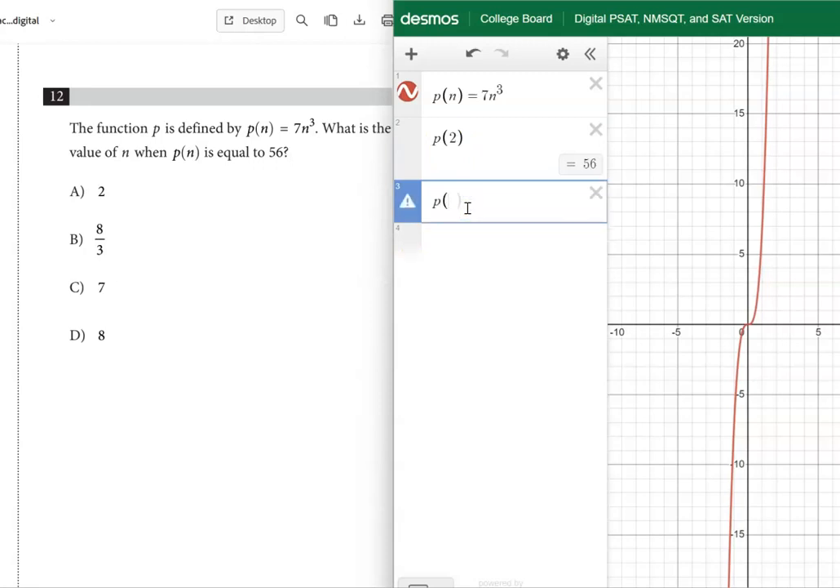So P of 8/3, we do 8 divided by 3 for that. The output is not 56. You can also put in a 7. That's not a 56. And you can put in 8. That is not a 56. So the correct answer was A.